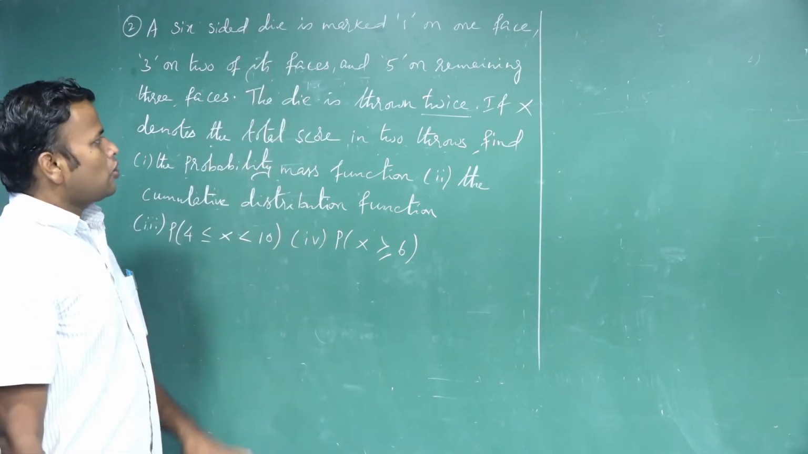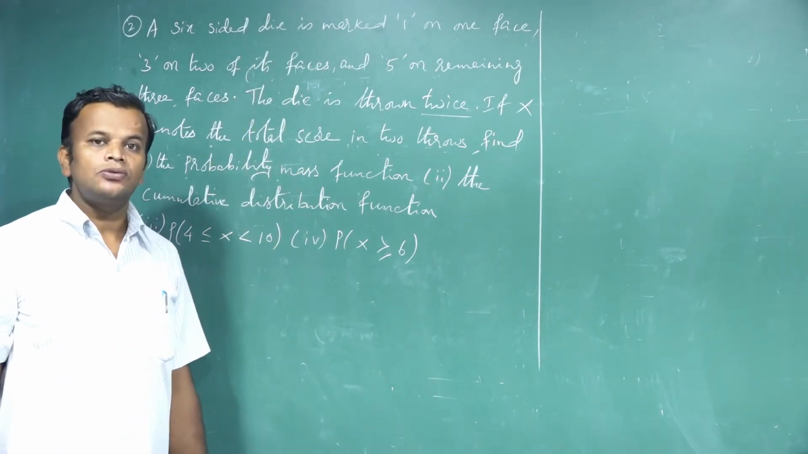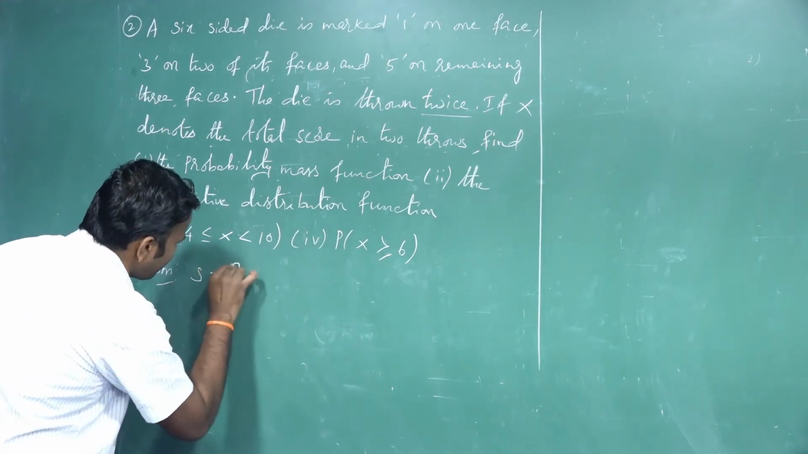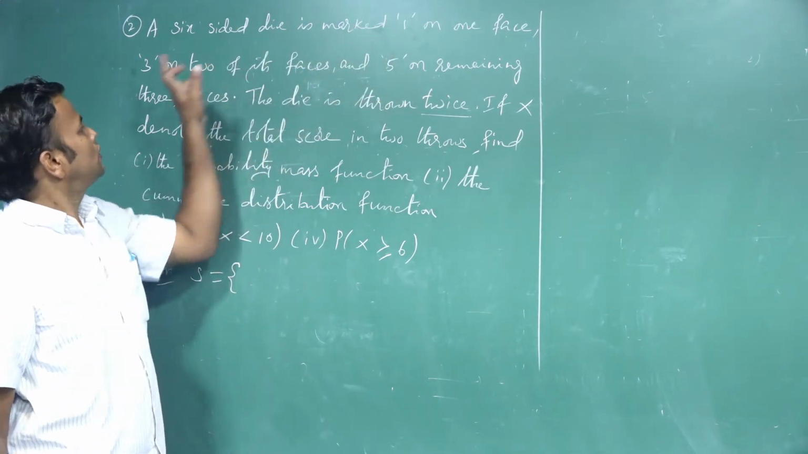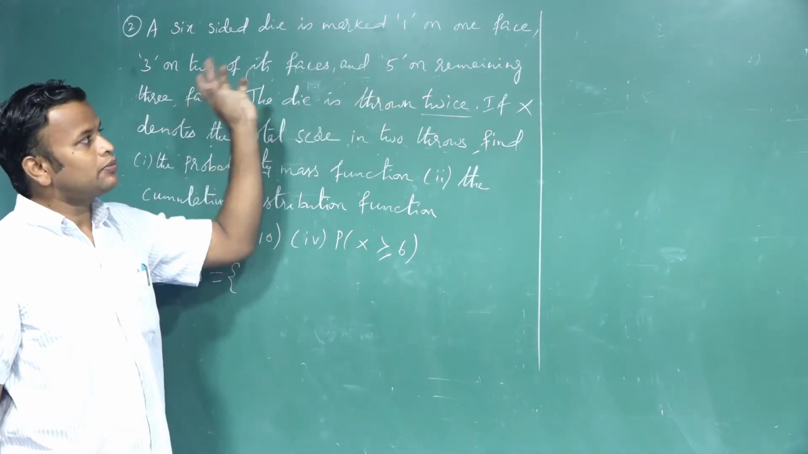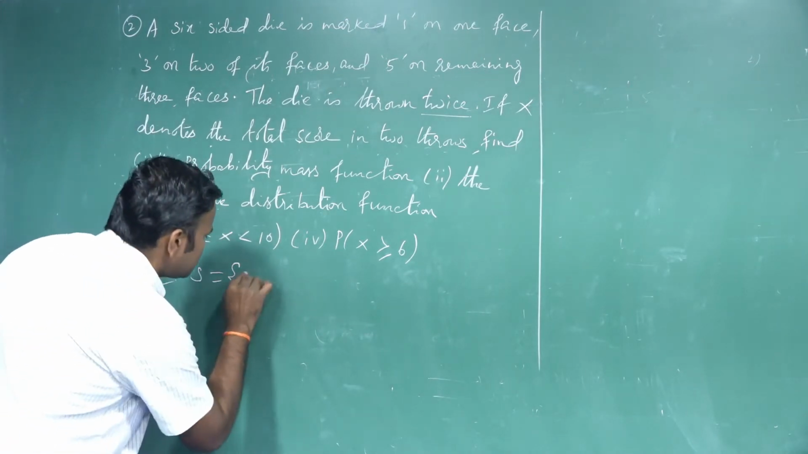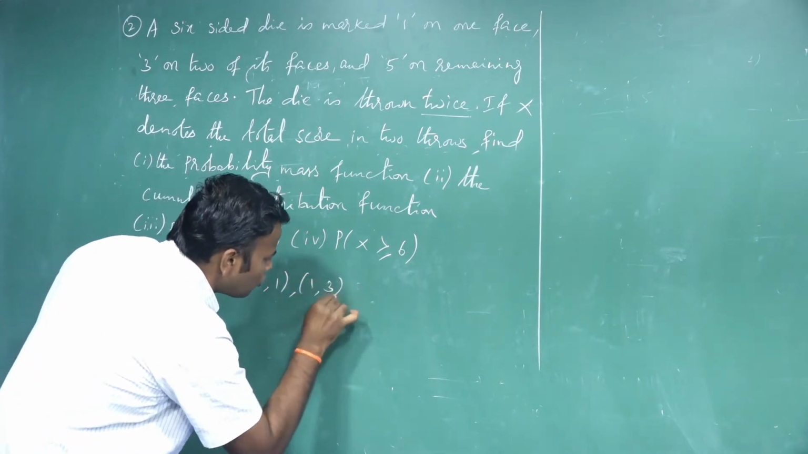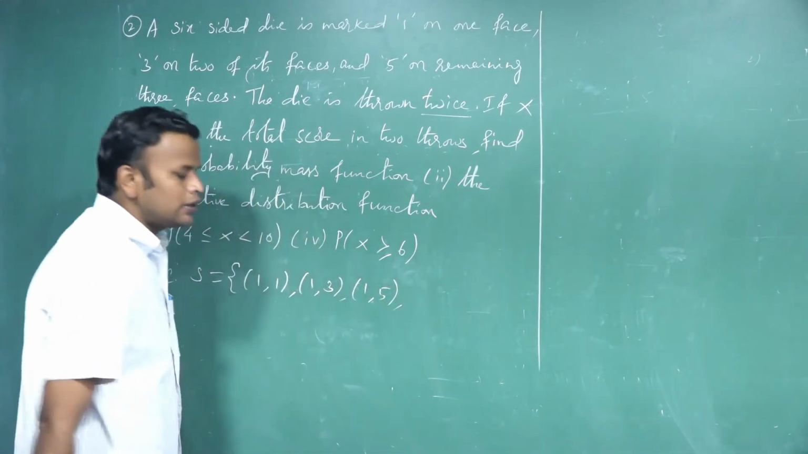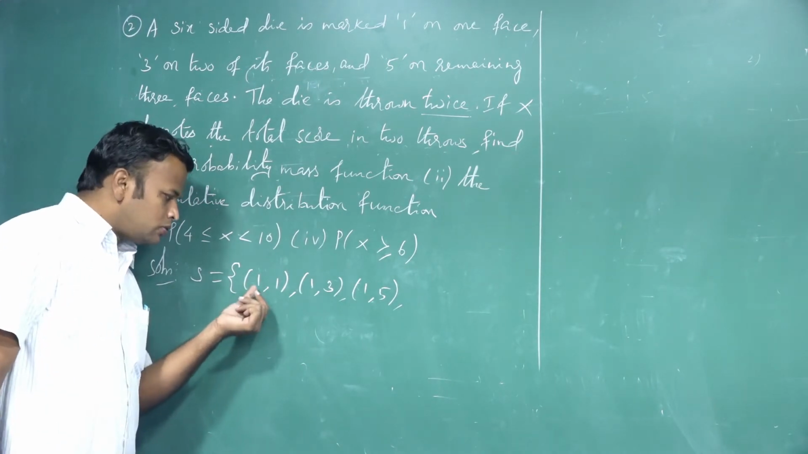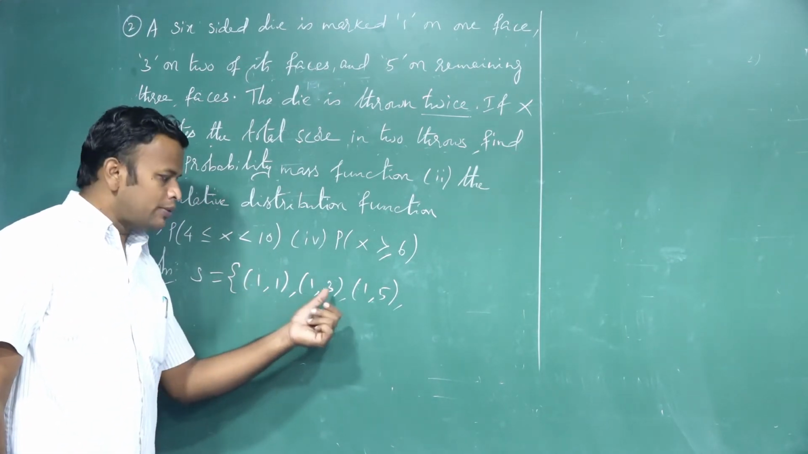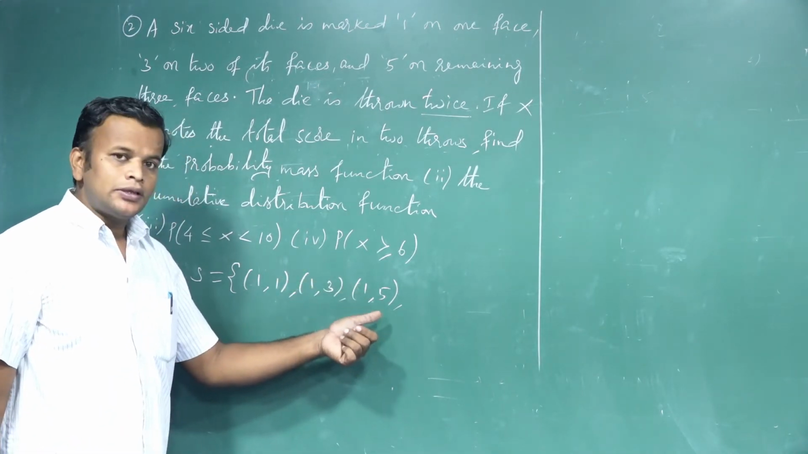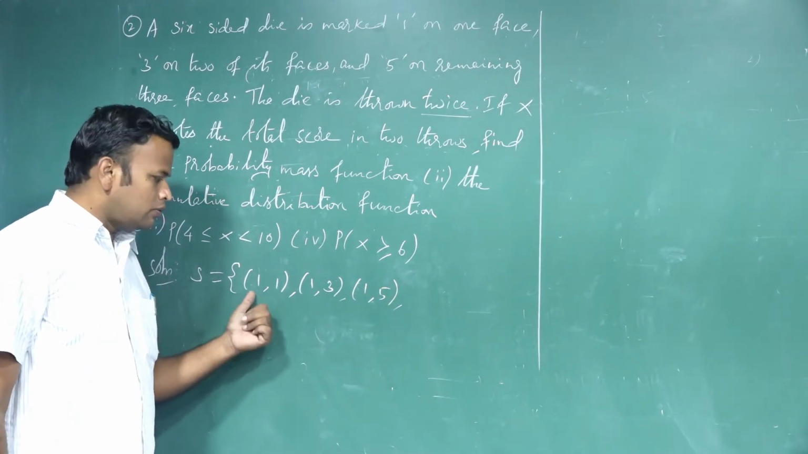In all probability sums, the first very important step is to write the sample space. So first we write the sample space. 1, 3, 5. So these are the numbers I have on the die. So it may be 1, 1. You write in order 1, 1, 1, 3, 1, 5. That means in the first throw 1 will come. 1, 3 means first throw 1, second throw 3. That is possible. 1, 5.